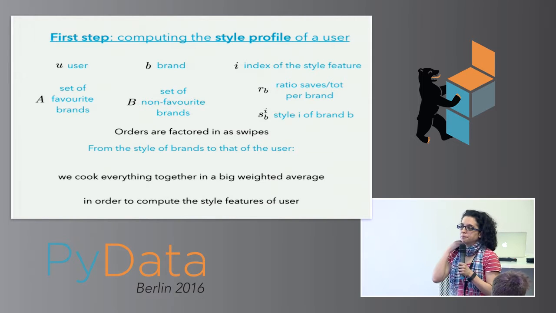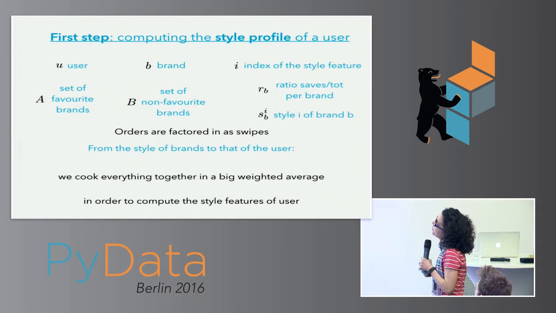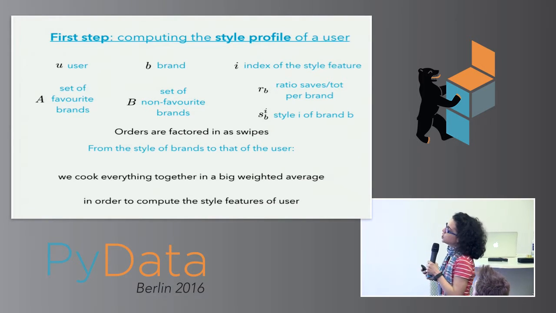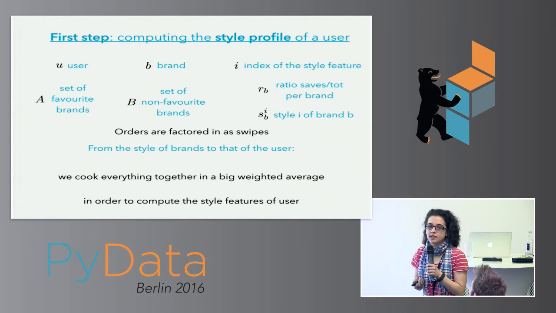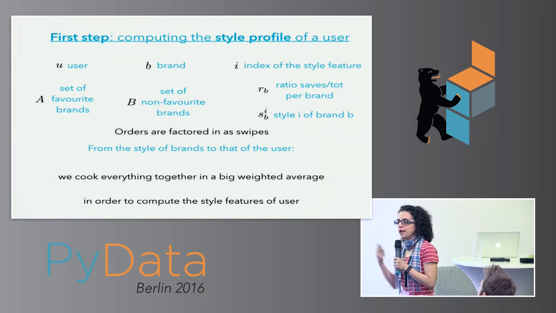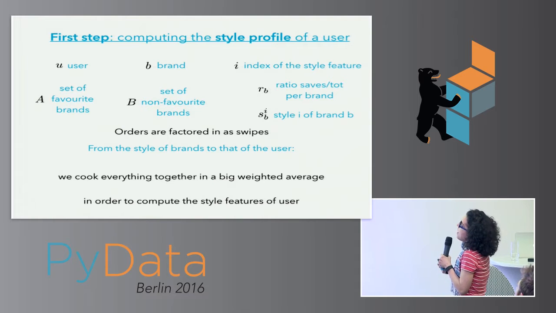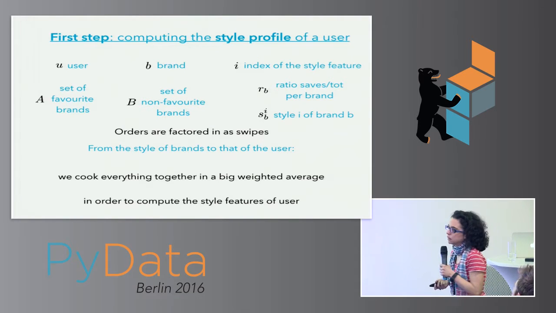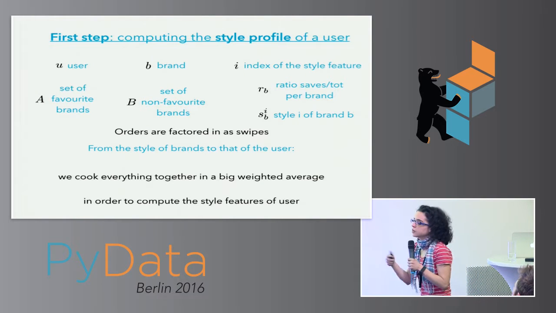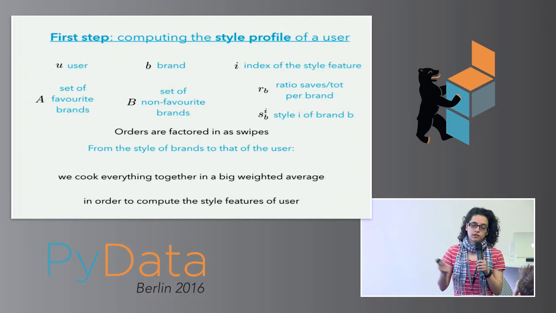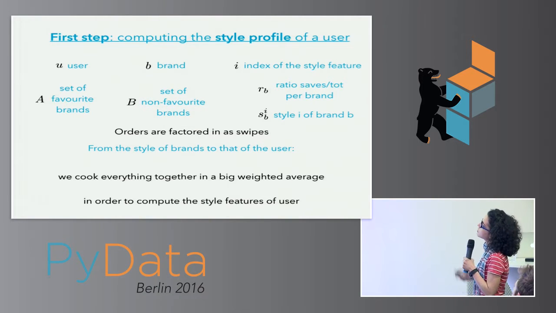Let us grab the favorite brands of user U, call it A, and the set of known favorite brands, the ones he didn't tap upon. What we compute is the ratio of saves the person has on each of these brands B. So how many items did they actually swipe right for that brand across the total they swiped for that brand. And then we have the manually mapped style for feature I on brand B. Orders, if the person has bought something, we factor this in as a swipe, and this is meant to boost somehow the counts for the ratios.